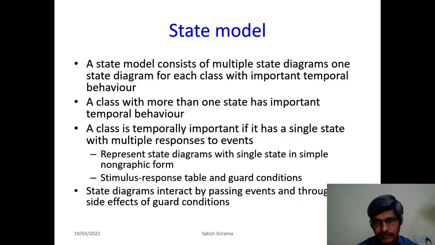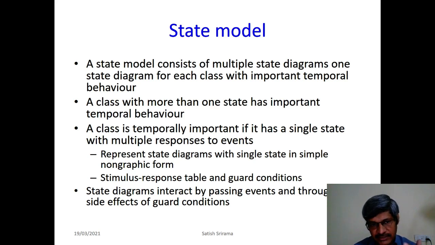You will not be modeling each and every class, but the classes with important temporal behavior. The classes which have this important temporal behavior, you will be designing these sorts of state diagrams for them. All these state diagrams collectively form the state model for that particular application. So which of the classes are important, or which of the classes have important temporal behavior?